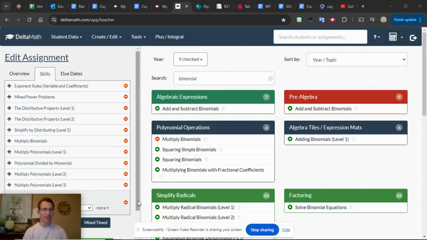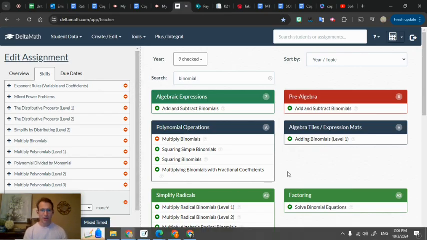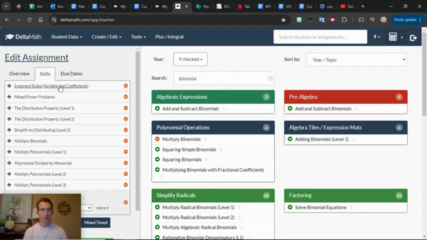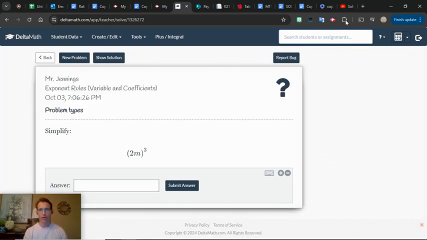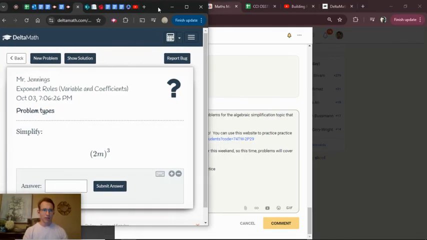It's Tutor Grant, and we're going to look at some of the skills that are going to show up as the new topic on this weekend's Math Mastery League. So I've got my Delta Math ready. I'm just going to go in and look at some exponent rules, variables, and coefficients. Let me just get this organized here.